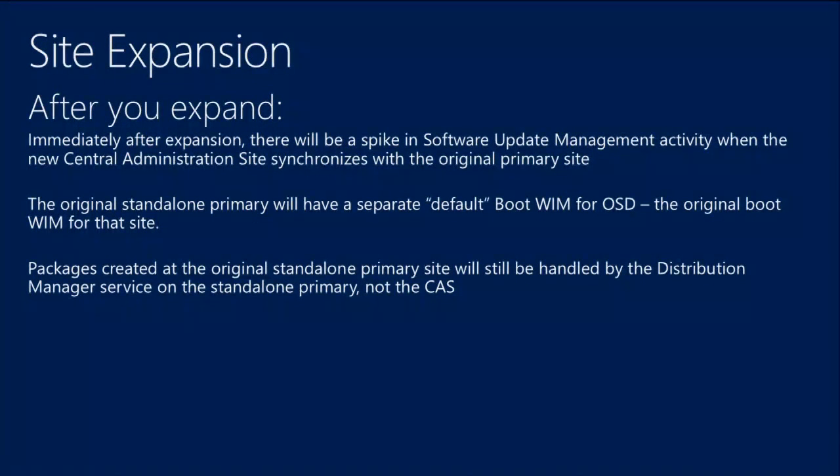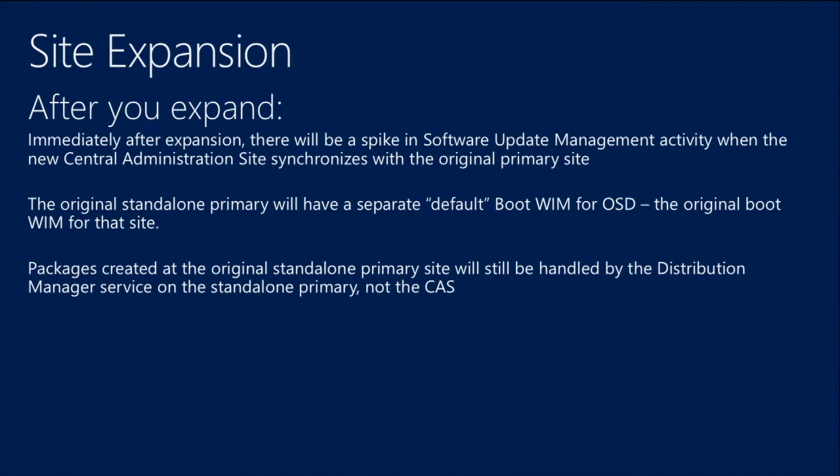So a couple of caveats after expansion. Just be aware of the fact that when you do run through the expansion process, you're going to see a spike in some activity. You're going to have some software update synchronization that has to occur, which will generate a lot of traffic there. You have to synchronize your software update catalog, so that metadata. Your original primary site is going to have twice as many boot images, because each site has an x86 boot image and an x64 boot image. Well, your CAS has an x86 and an x64 boot image. That's going to replicate down. So your primary site will now have 4 boot images, the 2 from the CAS and the 2 that it originally had.